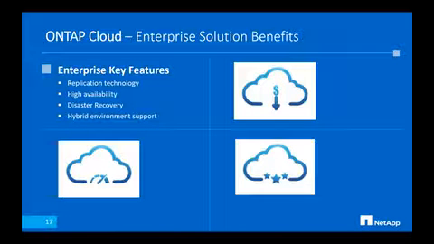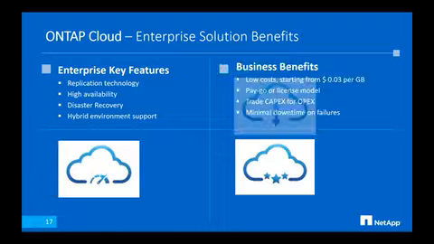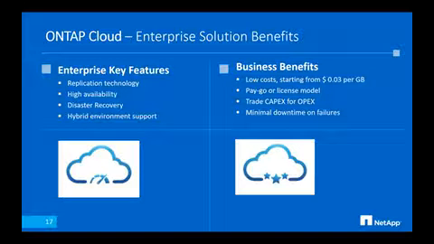So the enterprise key features, which we've seen: the replication technology with SnapMirror, the high availability, disaster recovery, and the hybrid environment support. Then the business benefits, the low cost, which with the S3 tiering can start from 3 cents per gigabyte. The licensing of the product could be the traditional license model or pay-as-you-go, where you consume by the hour instead of upfront, which is very, very beneficial in the cloud.